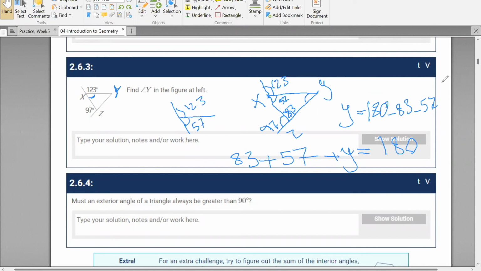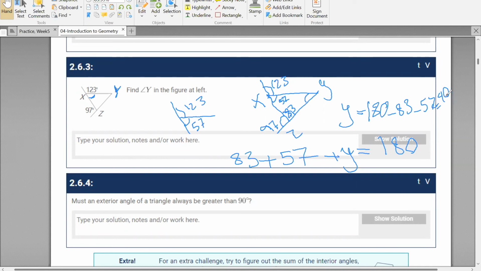Okay, here, 180 take away 83, take away 57. Oops, it's going to be 40. Am I right? Yeah, it's going to be 40. Therefore, angle Y is 40 degrees. Does anyone have any question about it?